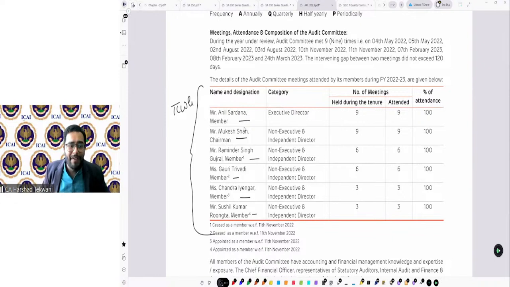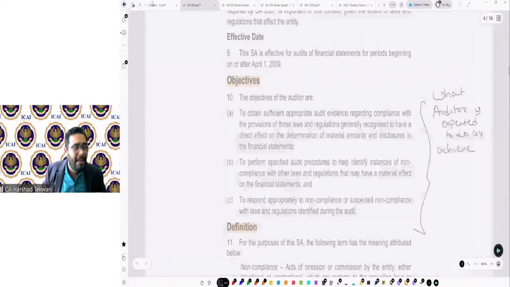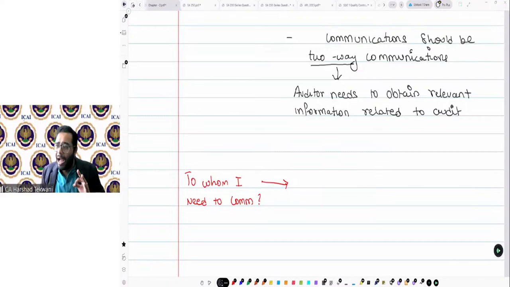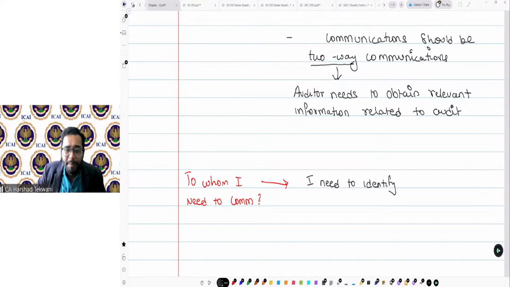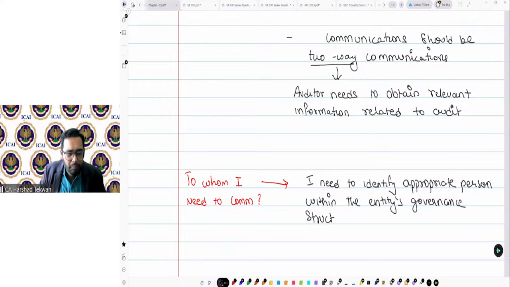So I need to identify who are those charged with governance. I cannot just write on my letter or in my email, "those charged with governance." There is no specific email ID in the company for those charged with governance at xyz.com. You don't get these kinds of email IDs. So to whom do I need to communicate? The answer is yes, those are the governance, but I need to identify the appropriate person within the entity's governance structure. With whom to communicate?